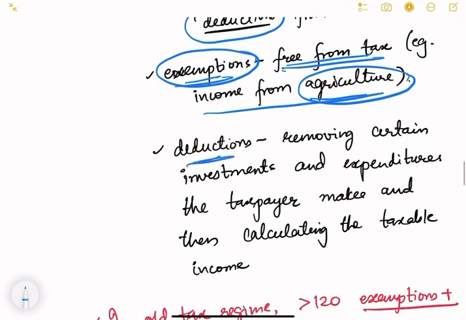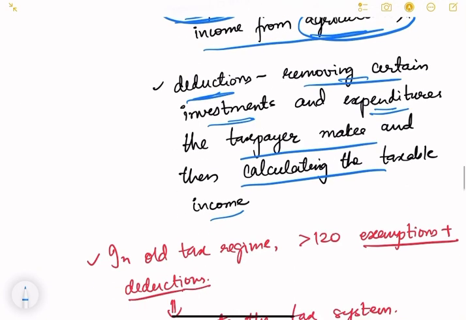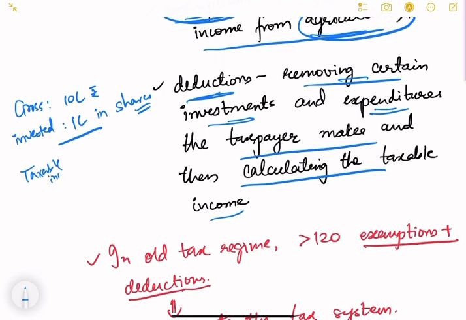Then deductions are certain investments and expenditures the taxpayer makes, which are removed before calculating the taxable income. For example, your gross salary for the year is 10 lakh rupees, but you have invested 1 lakh rupees in certain shares, and if this is an allowed deduction in the Income Tax Act, then your taxable income will be 10 lakh minus 1 lakh deductions. So deduction is a kind of expenditure and investment.